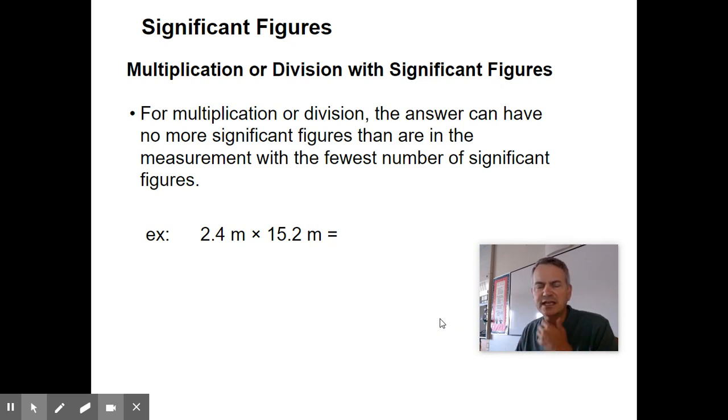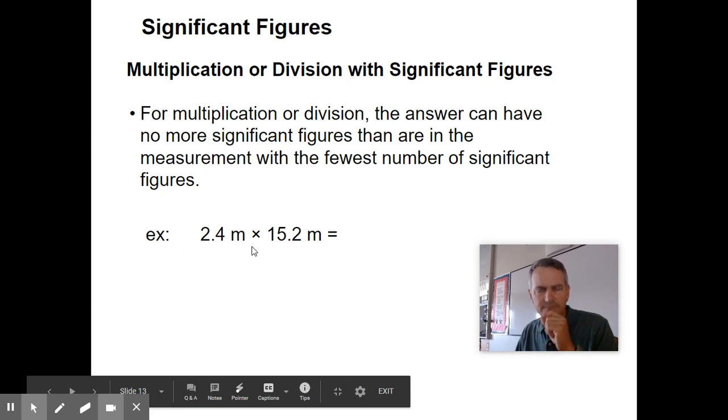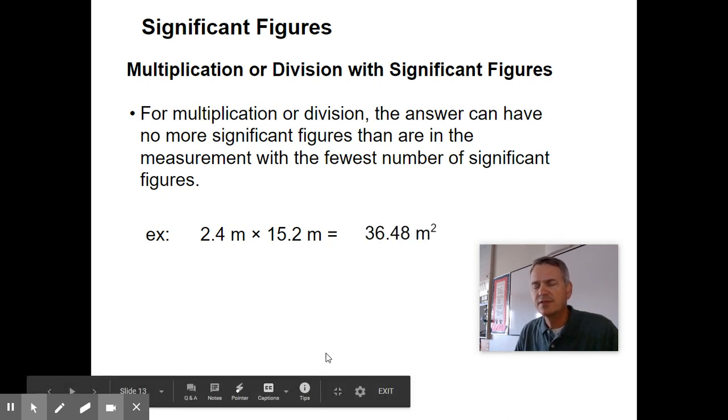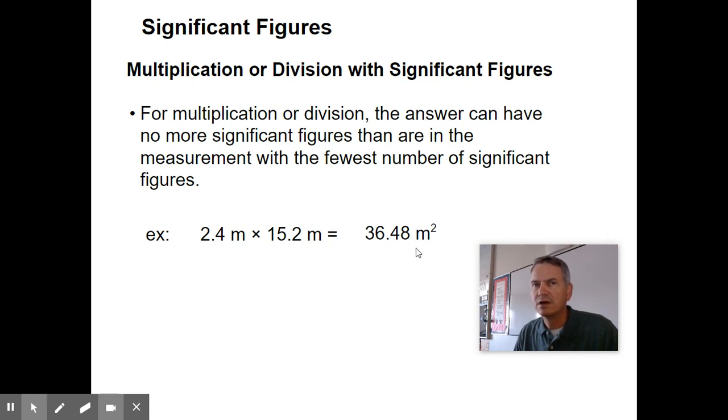Okay, so in this case, we have 2.4 meters times 15.2 meters. If we calculate this, it comes out to be 36.48 square meters. Well, here's the problem. This number only has two significant figures. This one has three, but we have four significant figures in our final answer. We can't have that. So again, for this one, we're going to look at whichever number has the fewest significant figures. In this case, it's 2.